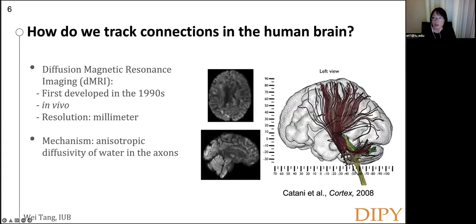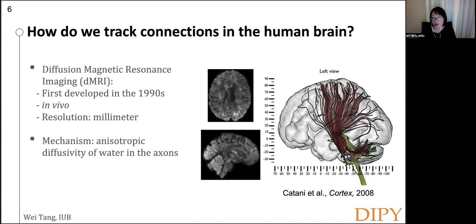Around similar times in the 90s, the diffusion imaging technique was starting to be developed as well. Its resolution is higher than Klinger's method and lower than the microscopy methods. But most importantly, this is an in vivo method. Up to this day, diffusion MRI is still the only non-invasive method to map fiber pathways in a living brain.